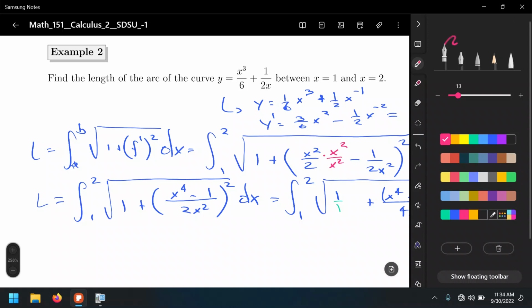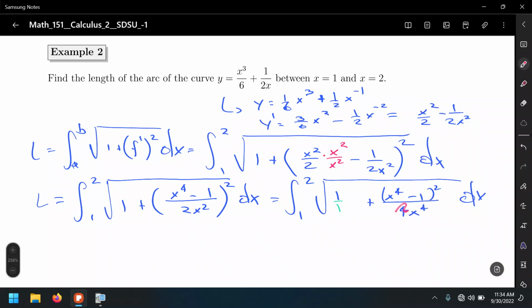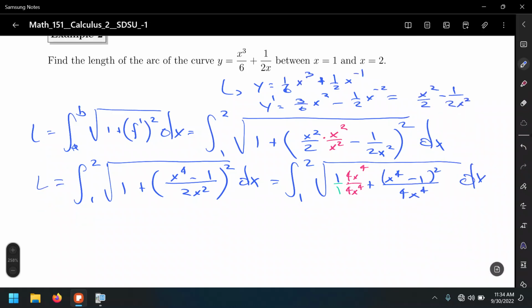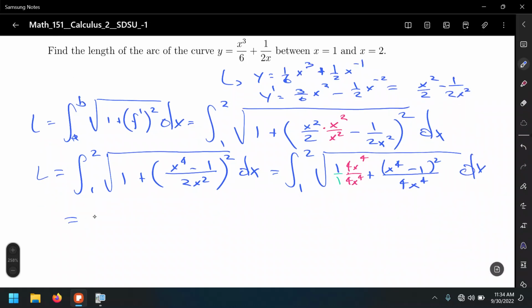Well, it looks like we need to make sure that both terms have a denominator of 4x to the 4th. So multiply by 4x to the 4th in the numerator and divide by 4x to the 4th. So now that we have both denominators the same, we can put this into a single fraction: 4x to the 4th plus x to the 4th minus 1 squared, over 4x to the 4th.